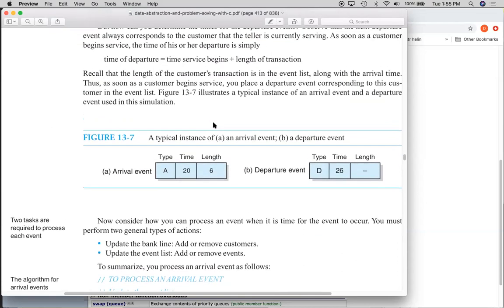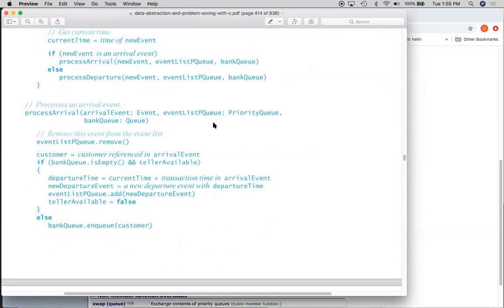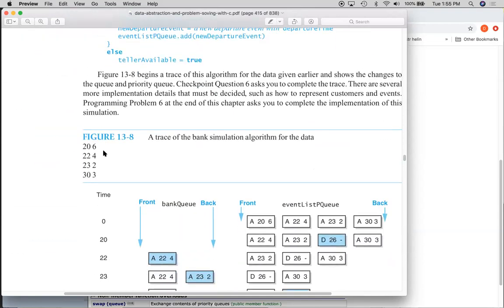Length. So that would be how long the transaction is going to take. Okay, so the duration of the transaction. So when this customer arrives at time 20, whenever they eventually get up to a teller, their transaction is going to take 6 units of time, whatever it is we're talking about, probably minutes, I assume.